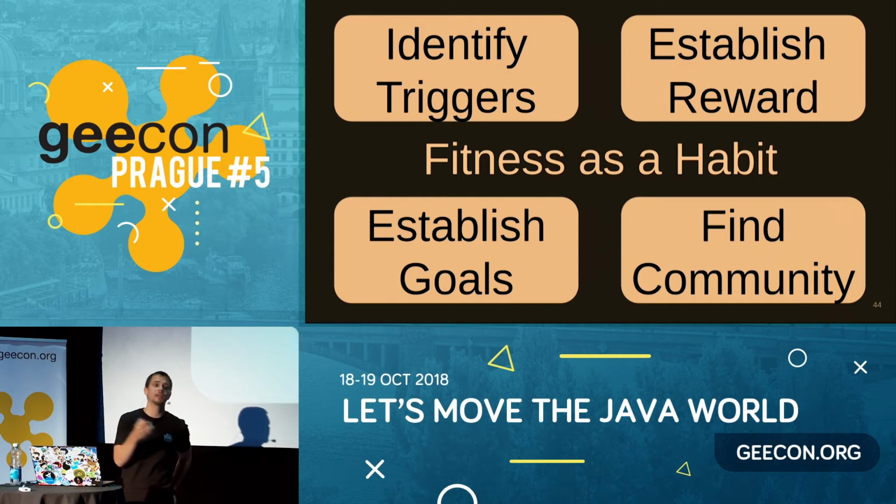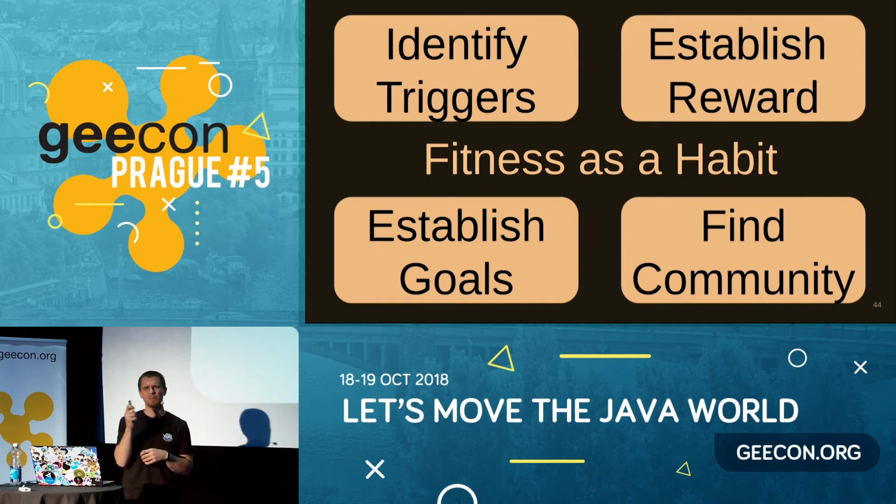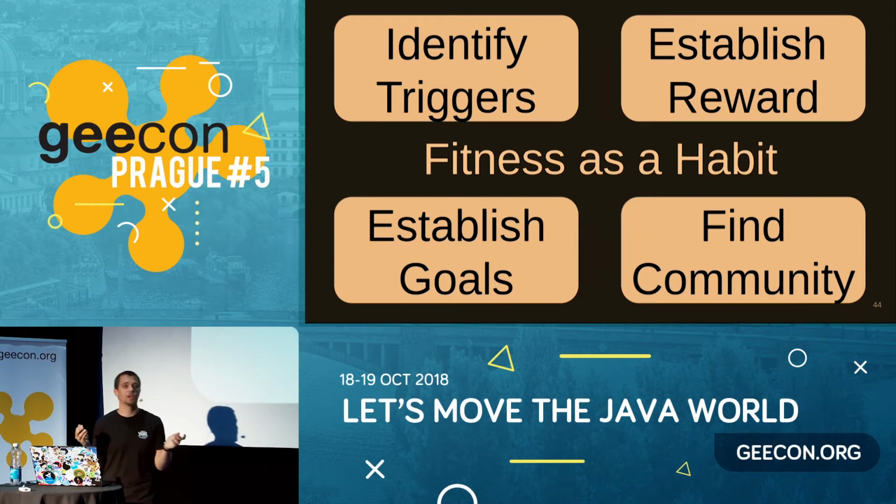And last but not least, find the community. Exercise with the buddies at work. I started jogging with my colleagues in the office. It's a great experience. You kind of bond on a different level. But be careful again. Don't overdo it. Moderation is essential. You can run a marathon without training, but then you're going to be in bed for the next couple of weeks. You want to avoid that.